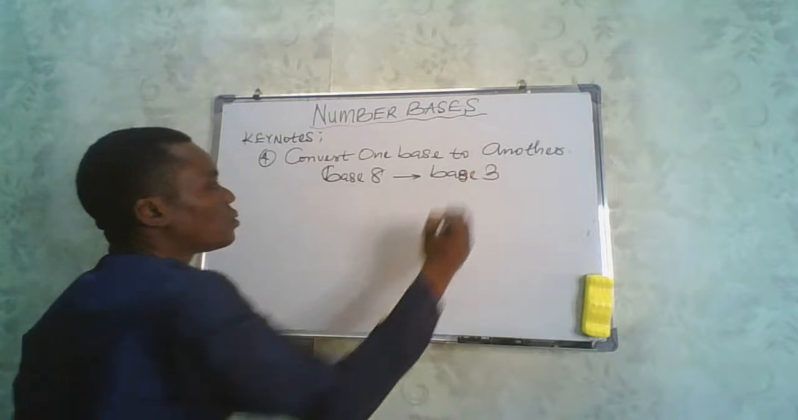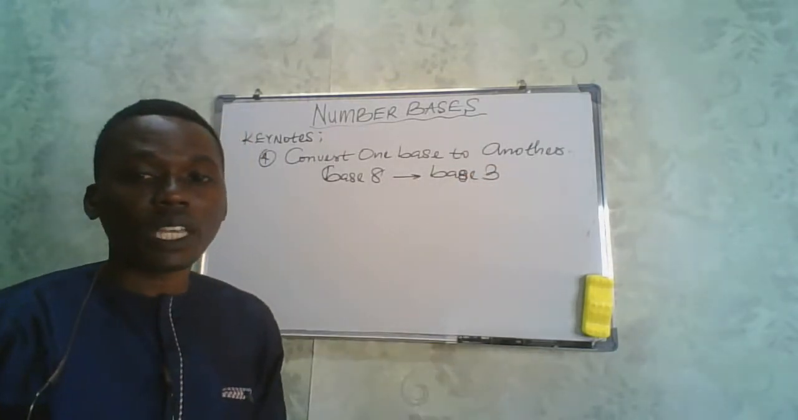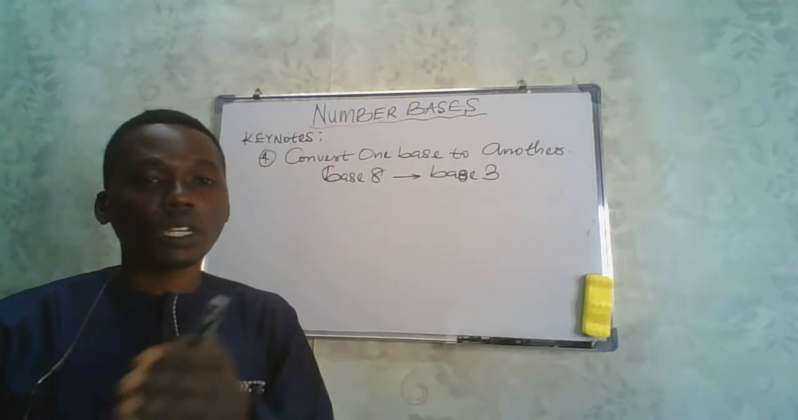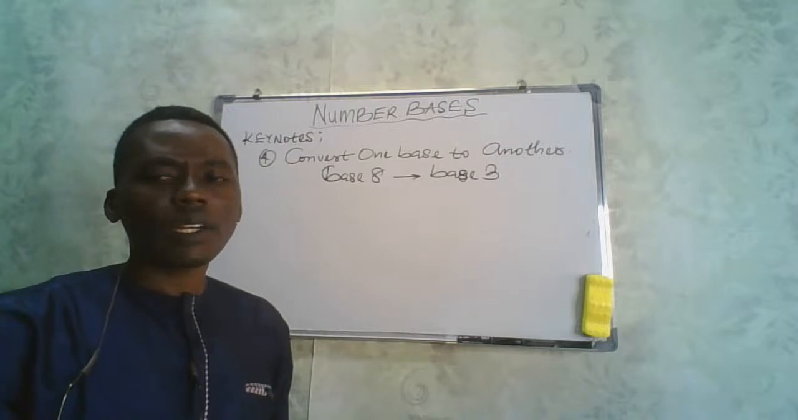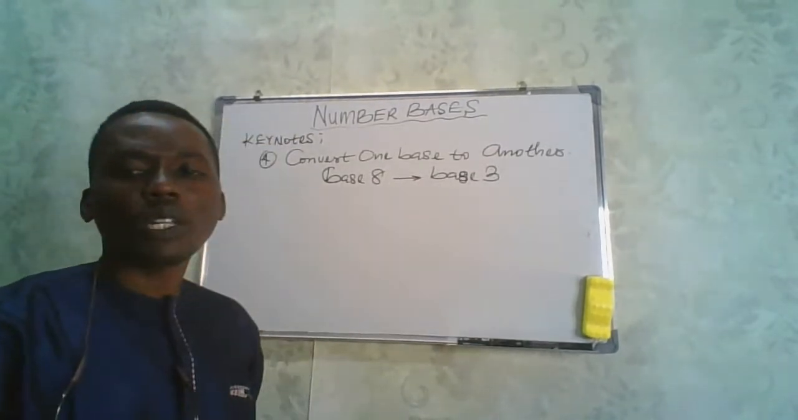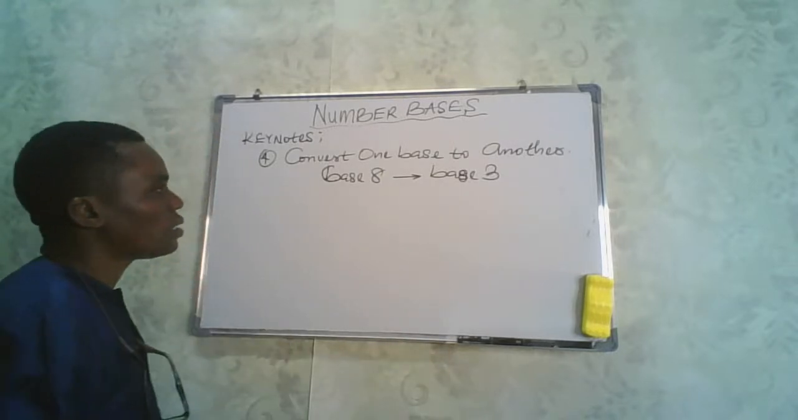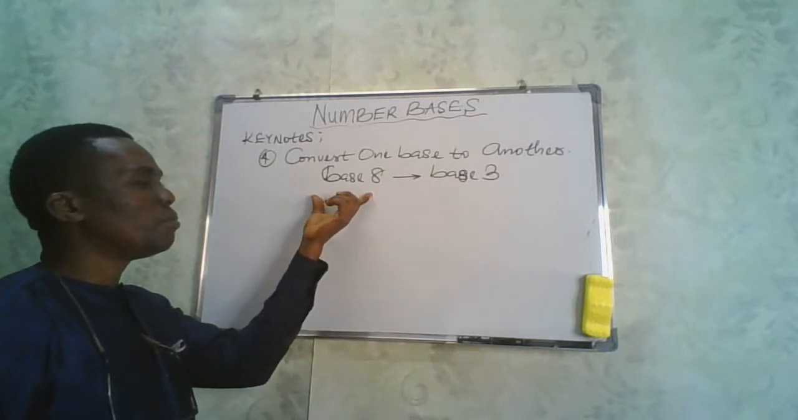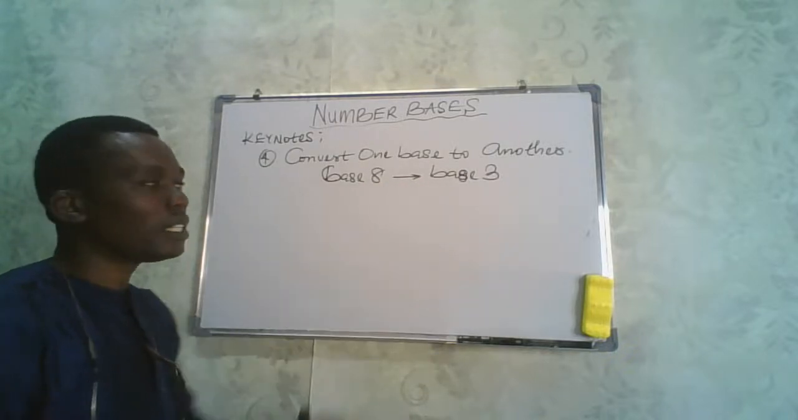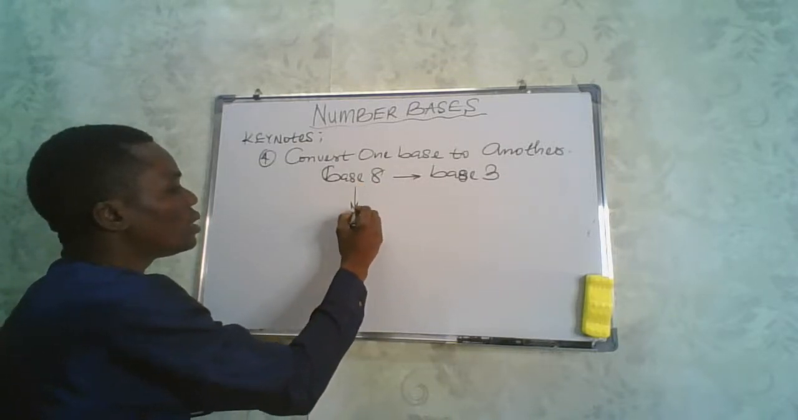To base 3. So if you are given something in base 8 and you are asked to convert to base 3, this is a conversion that is made from one base to what? To another. Now, when you are carrying out this conversion, it is very important that you take these two bases to a common base. Now, if you are given a question in base 8 and you are asked to find the answer in base 3, all you simply need to do is convert this to base 10.